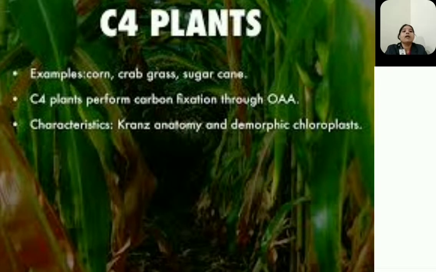The next is C4 photosynthesis or C4 plants. For example, maize, sorghum, sugarcane. These are monocots as well as some dicots, like tropical and subtropical grasses, shrubs, agricultural plants such as sugarcane, sorghum, millet, etc. All these types of plants are examples of C4 plants. This type of photosynthesis takes place only in tropical plants.